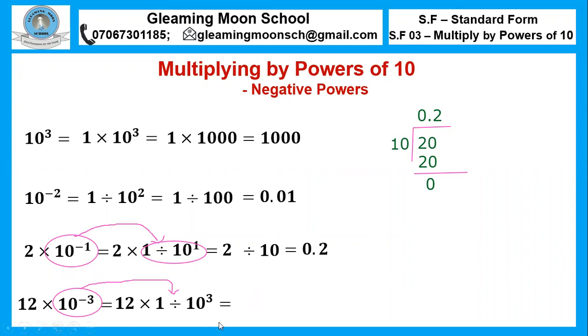So we now do the same thing we did here. 12 times 1 will give us 12. And then we divide by 10 raised to the power of 3, which will give us 1,000. So if we go back to our long division here again, this time what we have in here is 12. Okay, we have 12 and we are dividing it by 1,000.